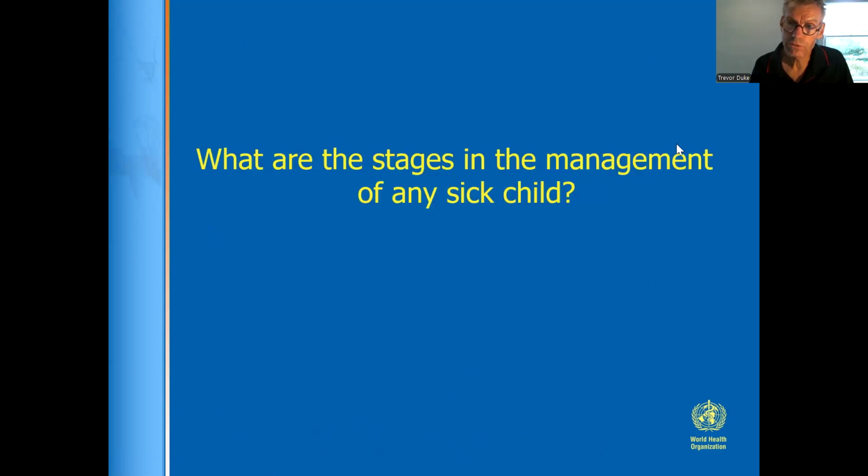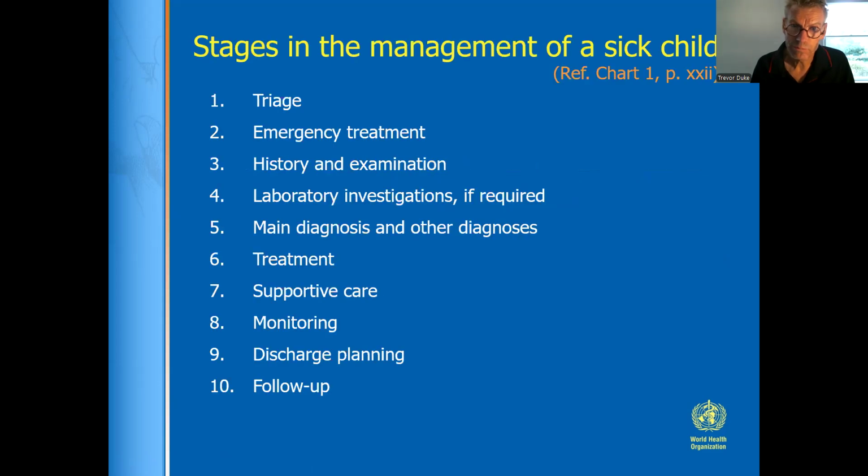So the World Health Organization Pocketbook of Hospital Care for Children describes the stages of management for any sick child. There are 10 stages of management, and these are all included in the book. And each of the chapters, each of the conditions goes through each of the stages in general terms and describes what is required at each stage. The first stage is triage, and we'll talk about that in more detail.